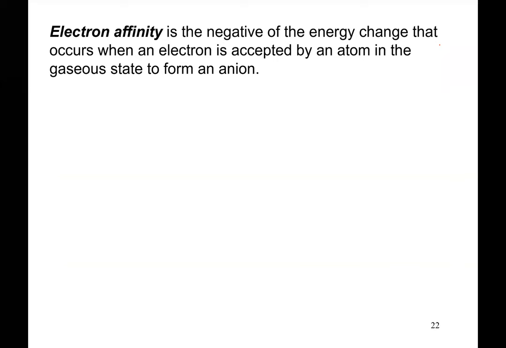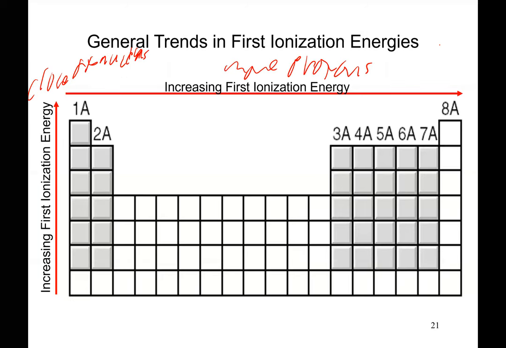So wait, can you go back for one second? So like 8A, the first one in 8A would be the highest, basically. Yeah, because the bottom of 1A would be the lowest. Yeah, these are full. They don't want to give up electrons at all, okay? But these ones are easy to give up electrons. These will all be X plus one. This will be X plus two, okay?